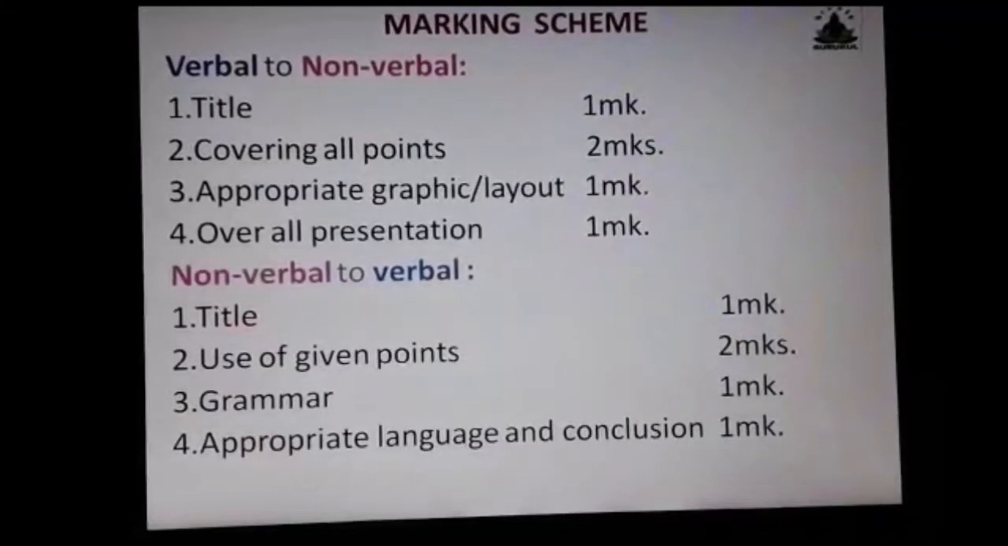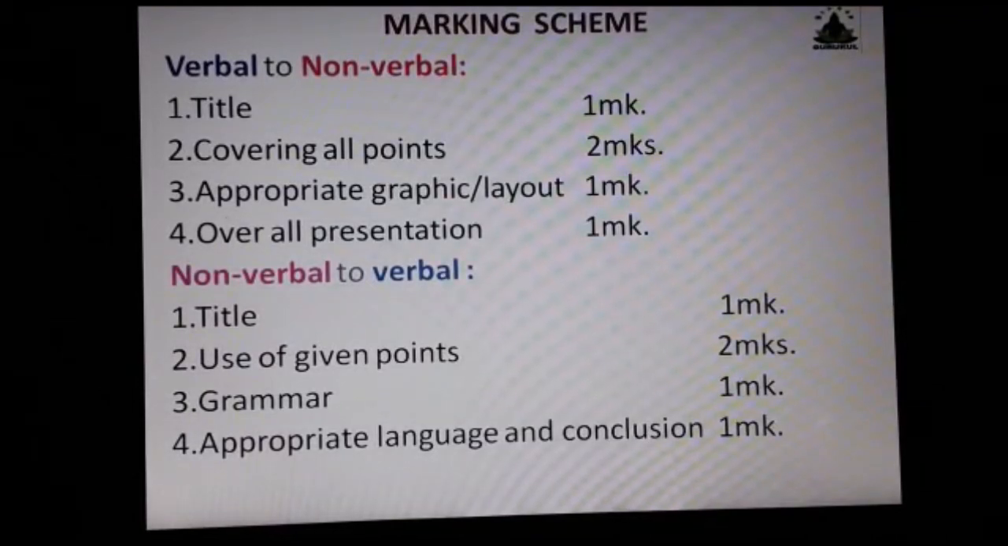Okay, let's understand the marking scheme. First, verbal to non-verbal. Title carries 1 mark. Covering all the points will carry 2 marks. Appropriate graphics or layout carries 1 mark, and overall presentation also carries 1 mark. That is verbal to non-verbal, which is in the paragraph format.